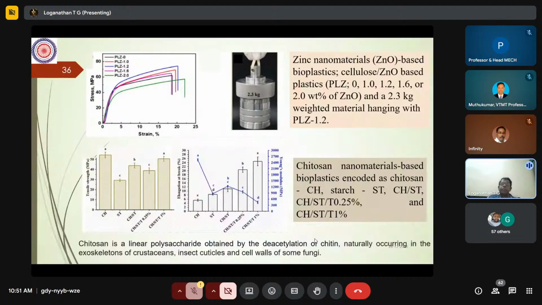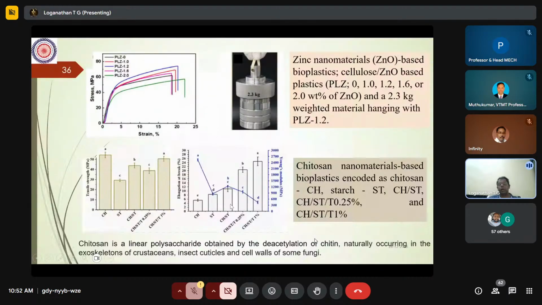And this is one of the works taken from the literature. Chitosan nanomaterial which has been blended with zinc. You can see how the load carrying capacity is increasing. The load carrying capacity is tremendously increased, starting from 0, that is without any zinc oxide material. It is having a very low ultimate stress of around 50, but once you add it, it goes up to say 75.